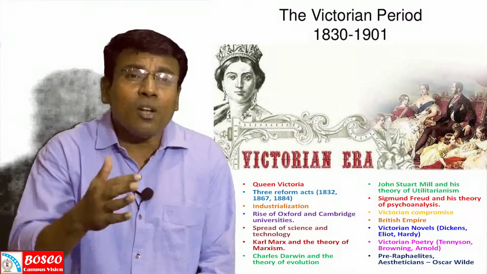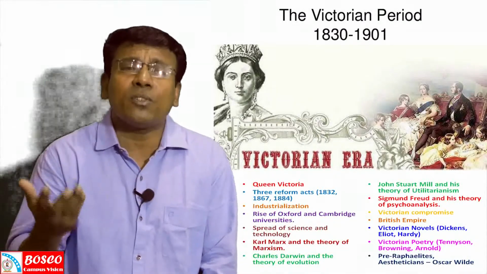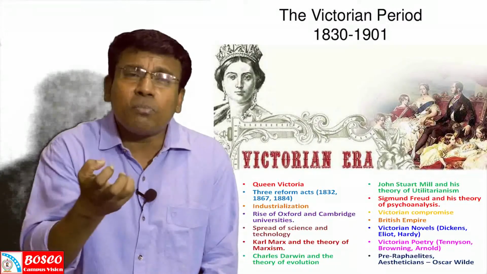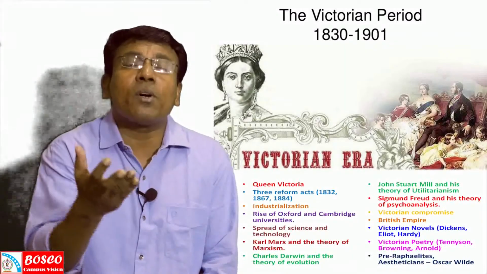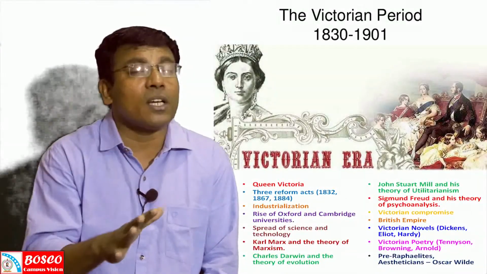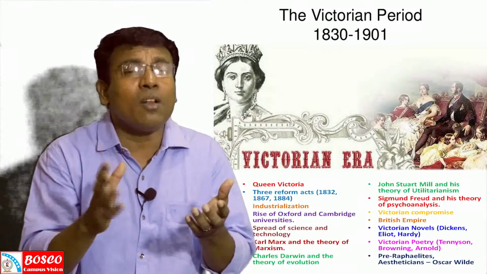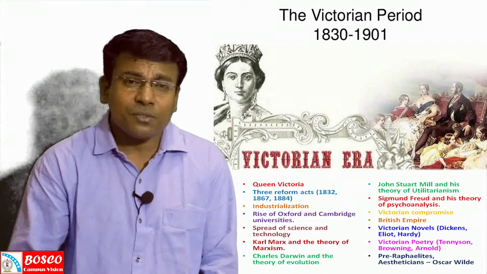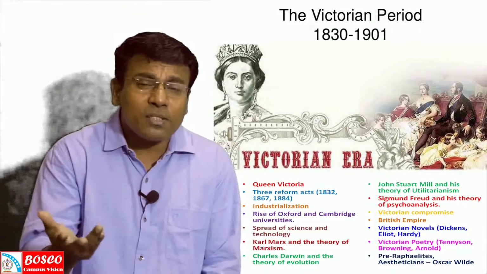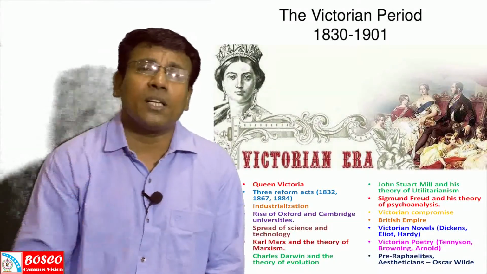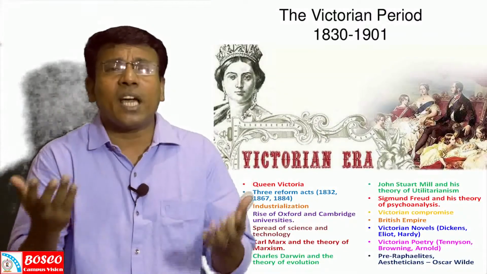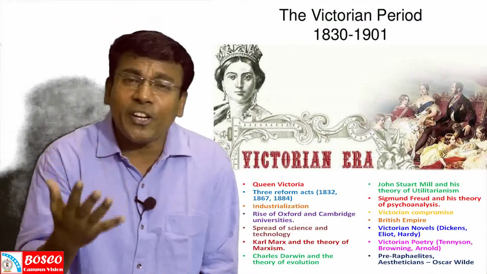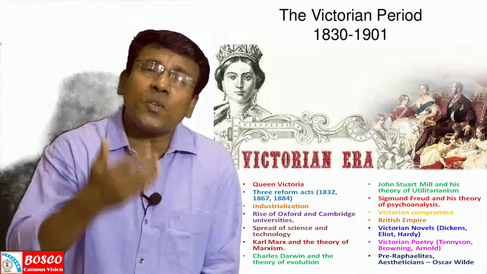The theory of Mill also made a lot of impact in the Victorian society. It was the force behind the rise of democratic reforms in the Victorian era. So the theory of J.S. Mill also is affecting the social life of the people. Darwin affected society, Karl Marx affected society, similarly J.S. Mill. Another important character we discussed was Sigmund Freud and his theory of psychoanalysis.